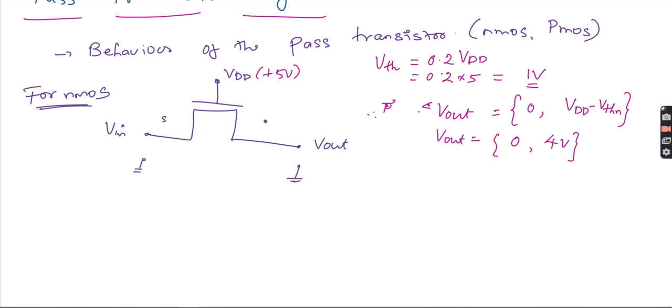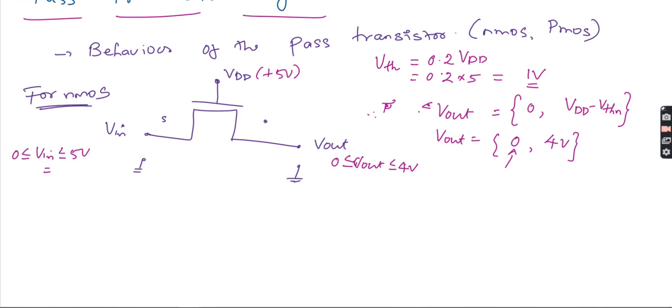Okay, this is the input. When I give input equal to 0, what will I get? The input range can be anything, but I am giving up to 5 volt. But the output range will be 0 to 4 volt only. So let me see here.